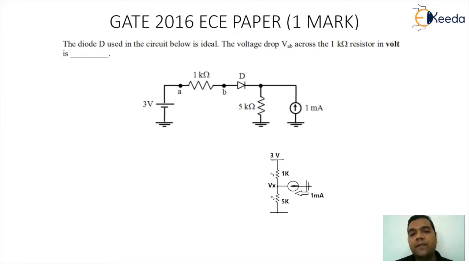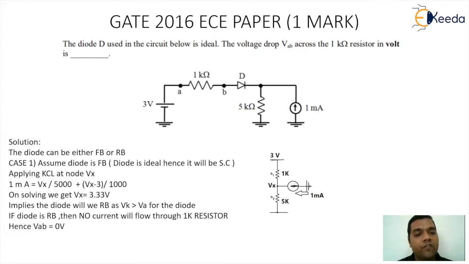I'm assuming that the diode is in the on state. If that is so, then it will work like a short circuit. So the circuit will get modified to a top node of 3 volt, followed by a 1 kilo ohm resistor, a 5 kilo ohm resistor, and the center node marked as Vx, where a current of 1 milliampere will come in. So the first thing is we will try to find the value of Vx.